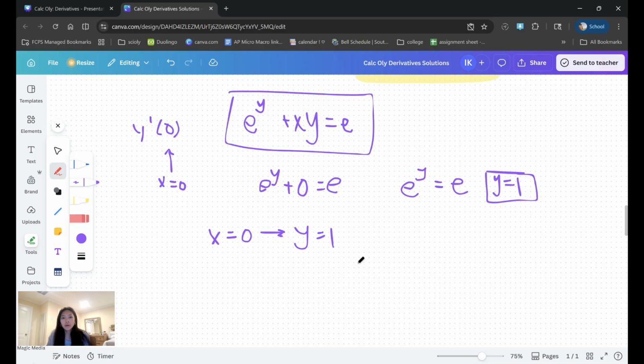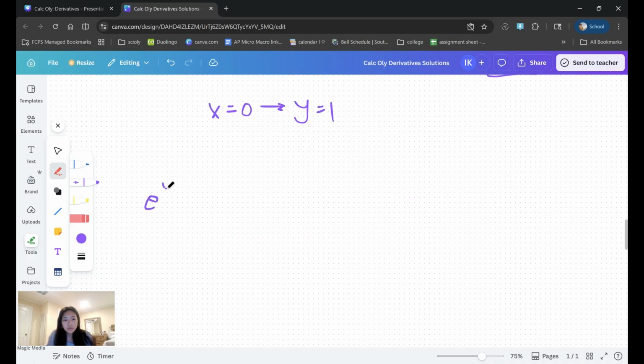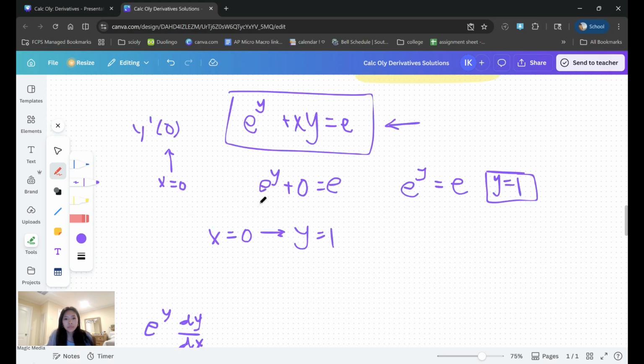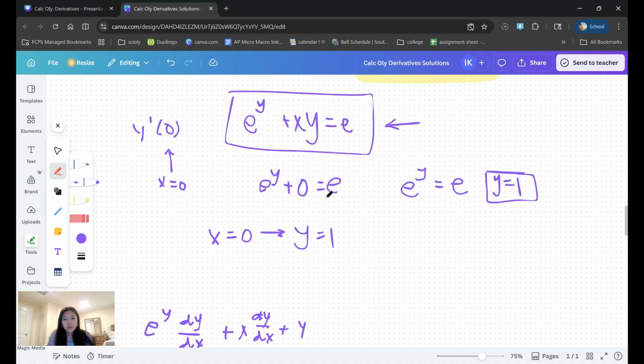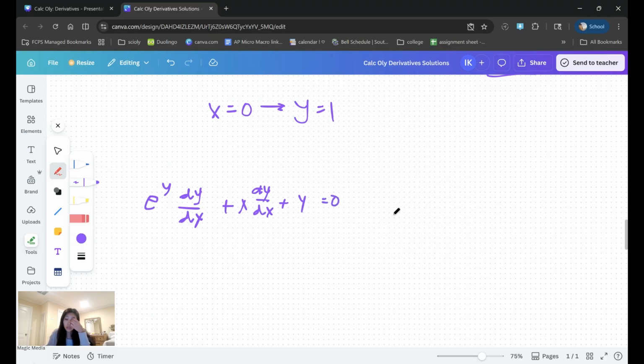Okay, so now I'm going to find the derivative of this function right here. So we're going to derive this with respect to x, and because of that, we're going to use implicit derivatives. So we're going to get e^y times dy/dx, because we're deriving with respect to x, plus x dy/dx plus y equals 0. And we're going to put all of the dy/dx's on one side to solve for dy/dx.